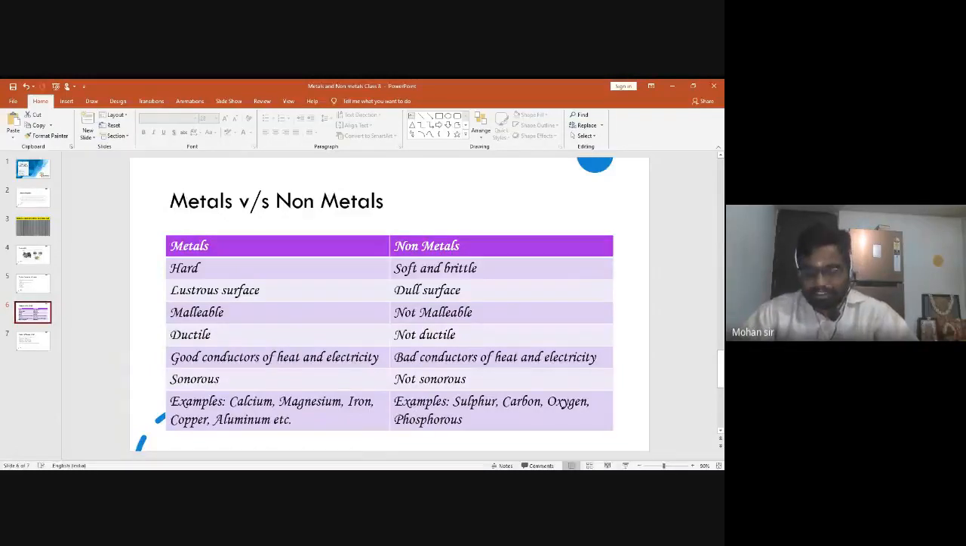I have also given a few examples of metals and non-metals. Yes, calcium, magnesium, iron, copper, aluminum, etc. are metals. Sulfur, carbon, oxygen, phosphorus, etc. are non-metals. So this is made up of carbon. And oxygen I have not seen, and probably you also will not get a chance to see because oxygen is colorless. This is a matchstick, and the tip of the matchstick is red in color, correct? So the matchstick tip is made up of phosphorus.